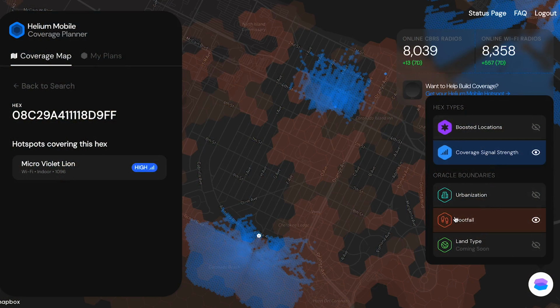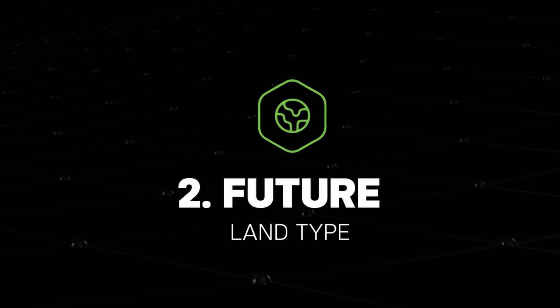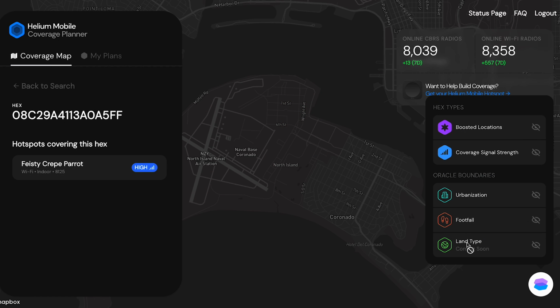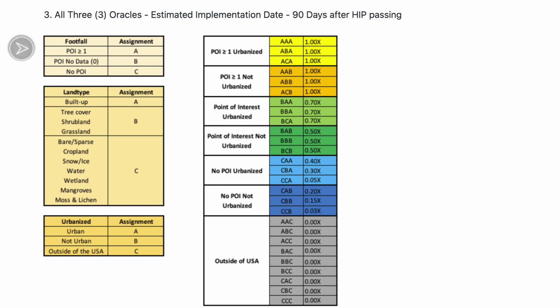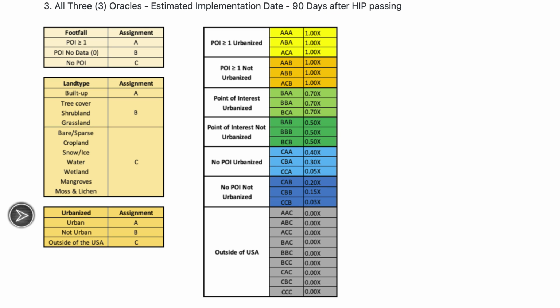For indoor hotspots, unfortunately there is not much potential to send out a signal, unless you are already placed within a high traffic region, as the indoor hotspot only covers one hex. The second factor is land type. Once the land type is implemented, which is in around 30 days, the reward structure will slightly vary, prioritizing footfall first, land type second, and urban third. I will cover a video once it has been implemented and what it means in terms of rewards.